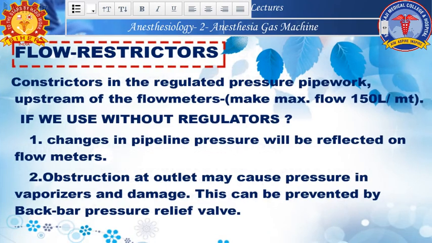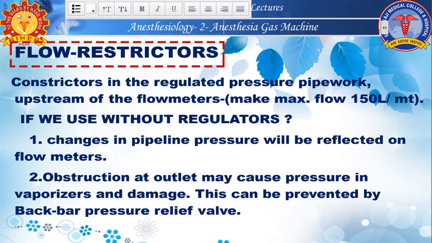Now coming to the flow restrictors. In addition to the primary and secondary pressure regulators, we have flow restrictors also. They have constrictors in the regulated pressure line, and they are kept upstream of the flow meters, that is before the flow meters. Upstream means towards the machine end, downstream means towards the patient end. This is to limit the maximum flow to 150 liters per minute.